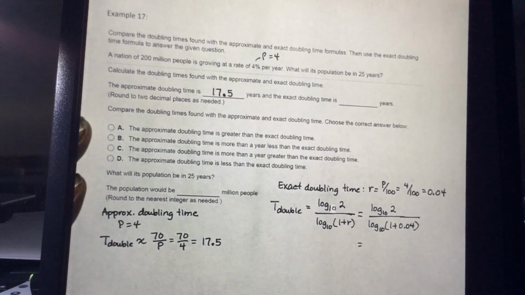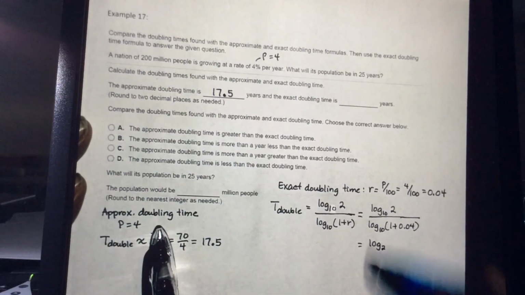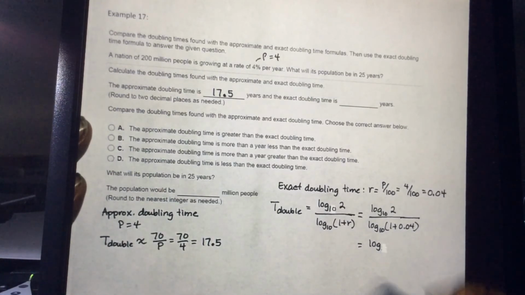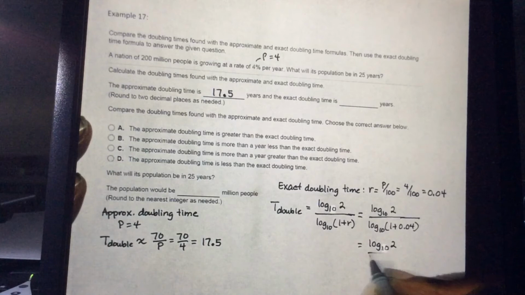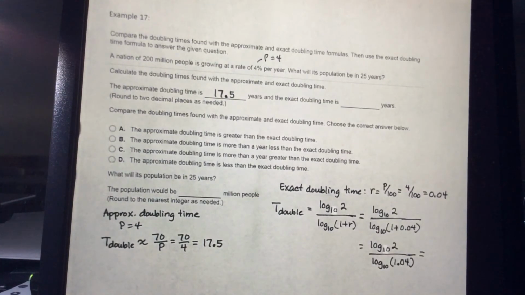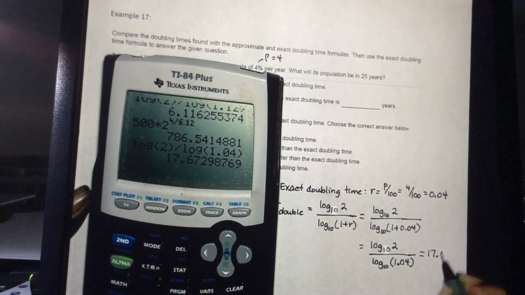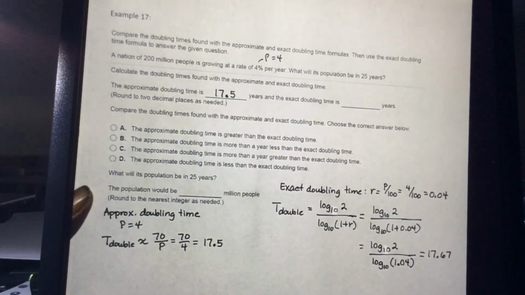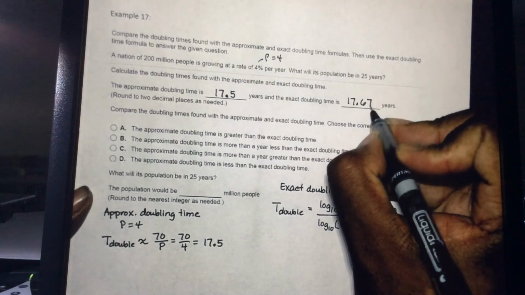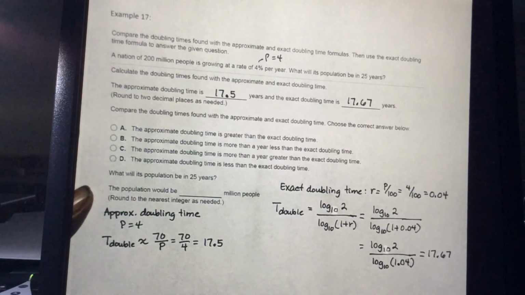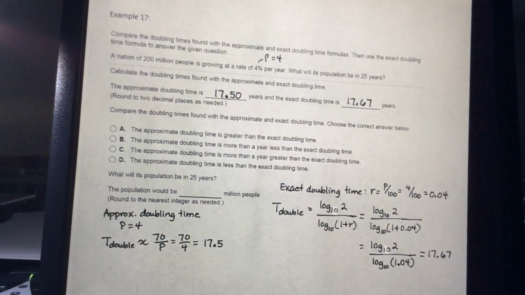This will give me log to the base 10 of 2 divided by log to the base 10 of 1 plus 0.04, which is 1.04. And that can be typed in the calculator here. So in this case here, if I do log of 2, close parentheses, divided by log of 1.04, close parentheses, to 2 decimal places, this will be 17.67. So the exact doubling time will be approximately 17.67 years. And I rounded that off to 2 decimal places. So here I need to put a 0 for the approximate doubling time here.